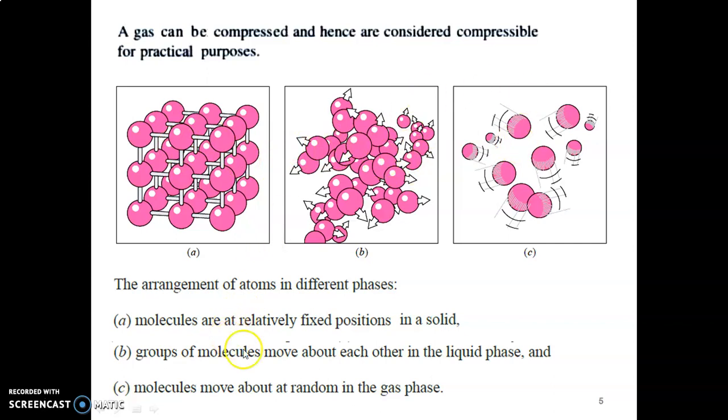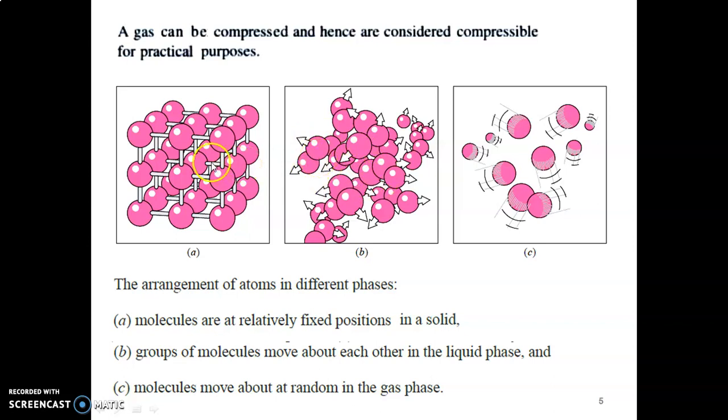Now, groups of molecules move about each other in the liquid phase. In liquids, we cannot see the bonding like in the case of solids, so liquid molecules are free to move about each other. But the number of molecules in a liquid is less than in a solid. So the number of molecules within a given volume in the case of liquid is less than solid.